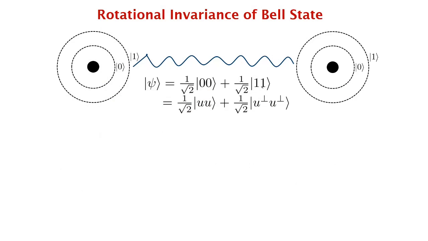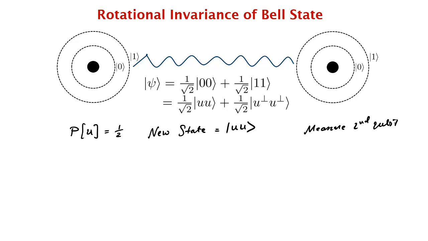So let's see what this means. First of all, what it says in a straightforward way is, if you measure this qubit in the U, UPerp basis, the probability you see U is exactly 1/2. And then if you see U, what's the new state? Well, it's just UU, which means that now if you measure the second qubit, the probability you see U is exactly 1. You'll always see U. And similarly, if you see UPerp on the first one, you see UPerp on the second one.